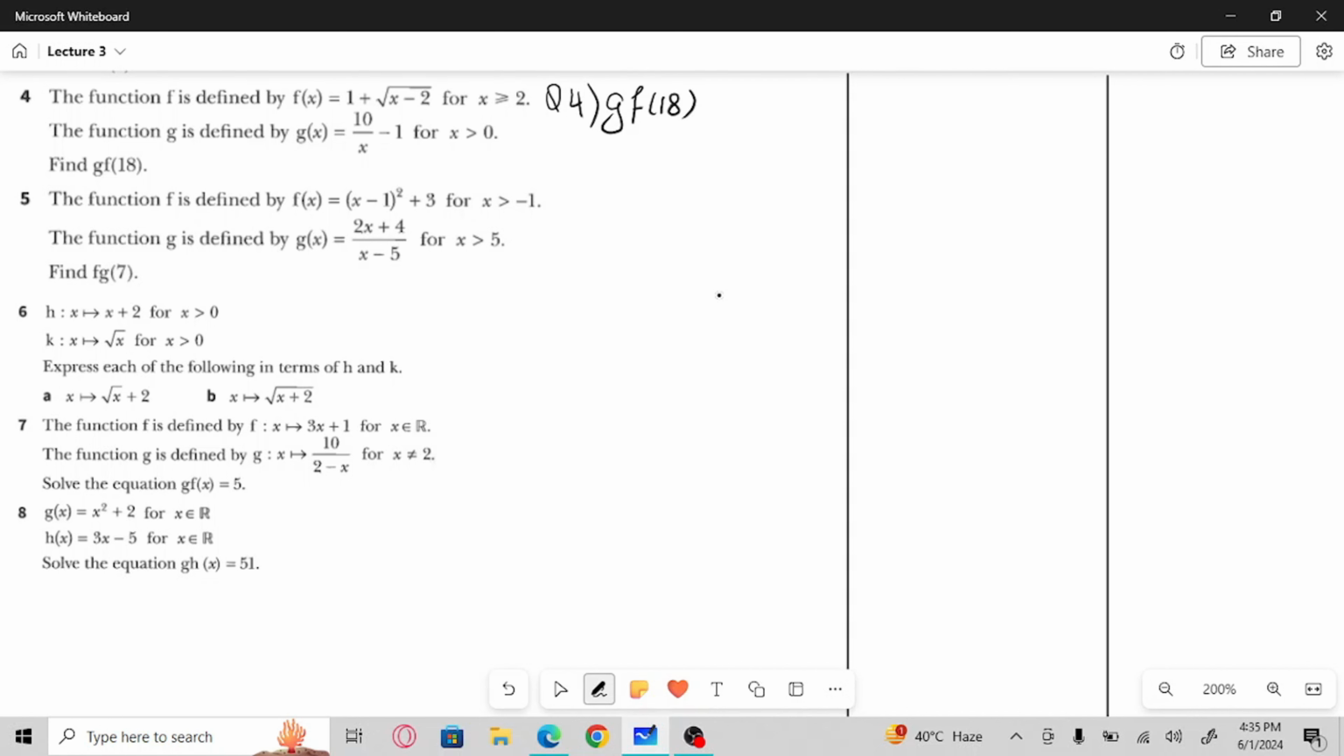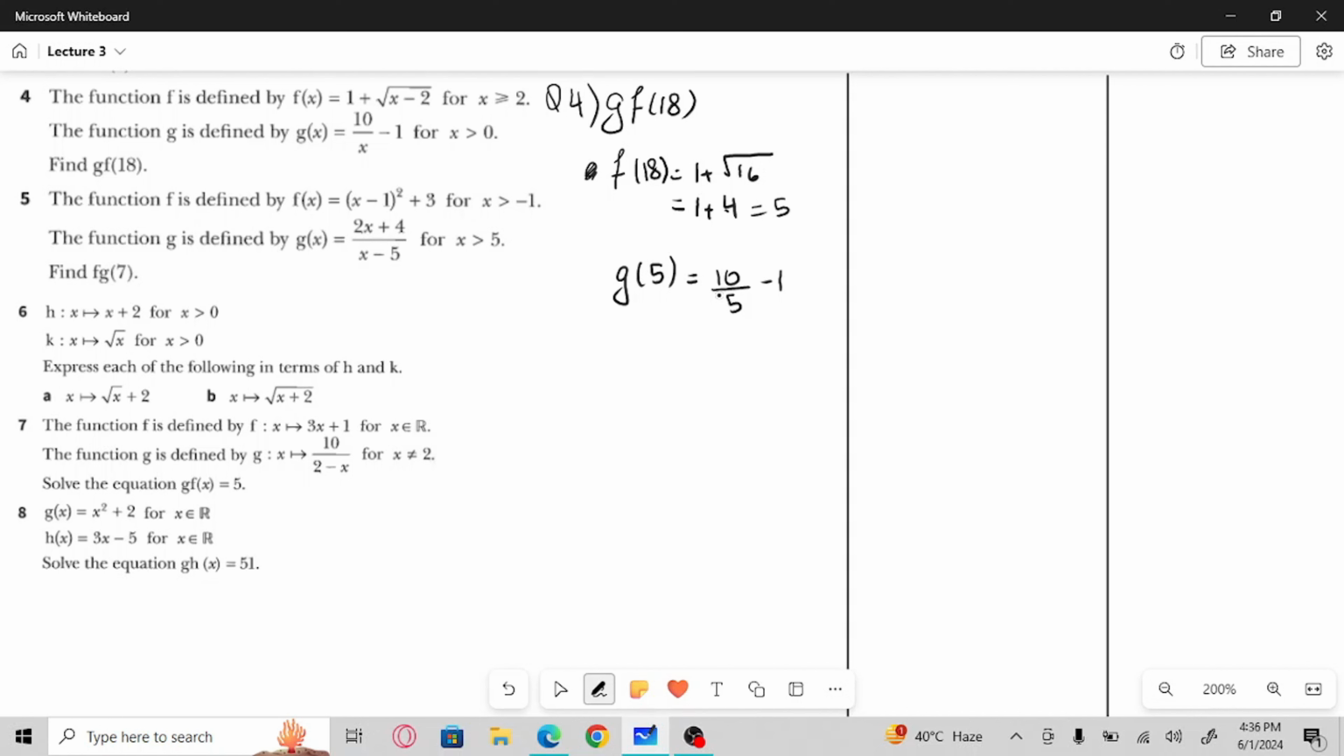So now what we are going to do is input 18 into f. f(18) is equal to 1 plus the square root of 18 minus 2, which is 16. So it's going to be 1 plus the square root of 16, let's say it's 4 now, which is equal to 5. So now we know the function f in terms of 18 is equal to 5. Now we will input the value of 5 into the function g, which is 10 upon 5 minus 1. And first, when you input the value of x in g, first find out that it's greater than 0, and obviously 5 is greater than 0.